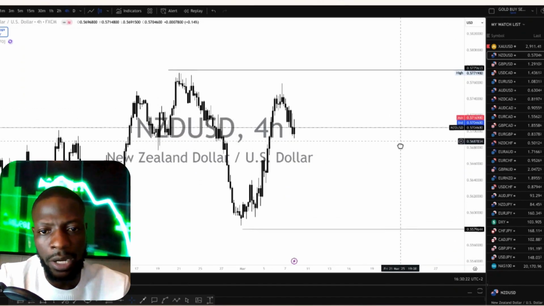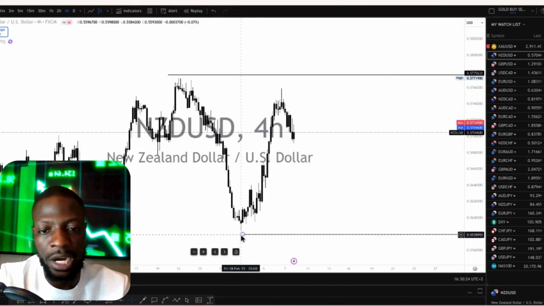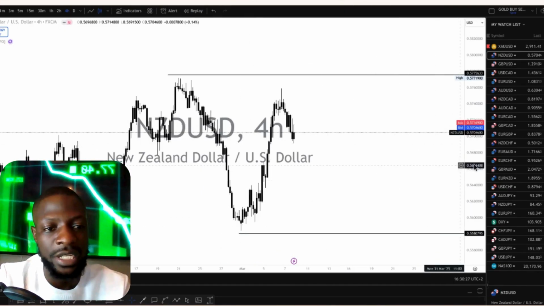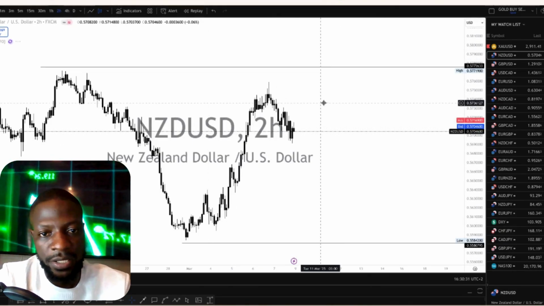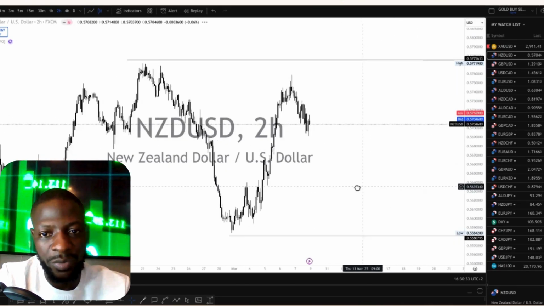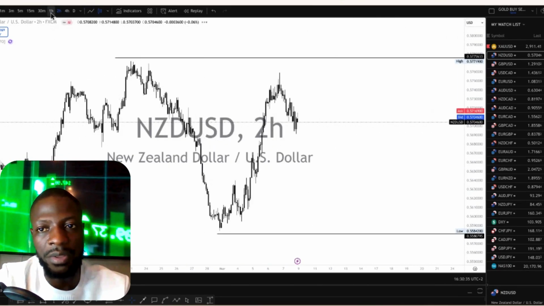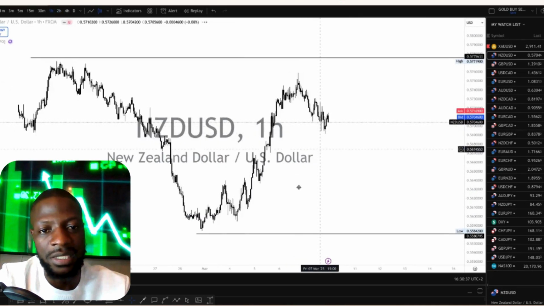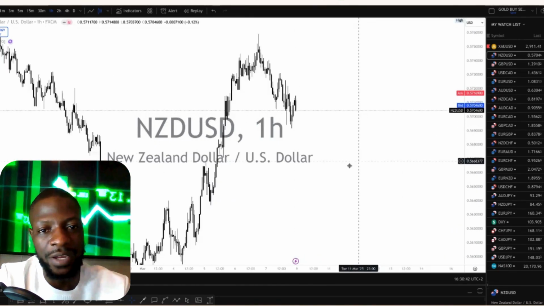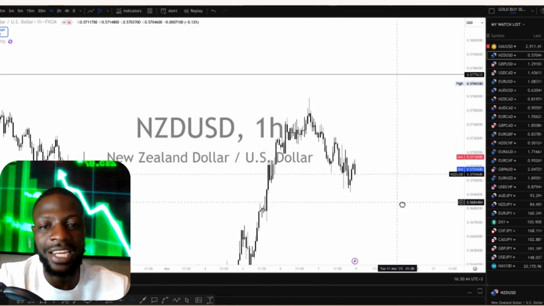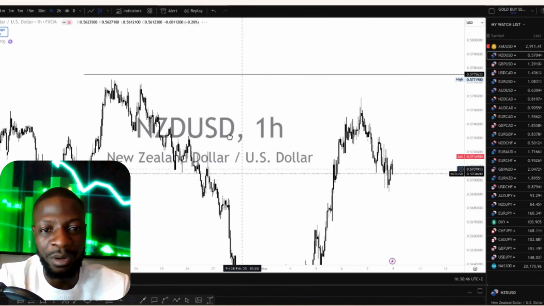We still are looking for that bearish scenario, because the overall trend is to the downside. So let's drop to the 2-hour time frame. We're basically looking for structure that we can actually trade from. So on the 1-hour time frame, let's see. I'm not really seeing anything significant that is enticing me to look further.